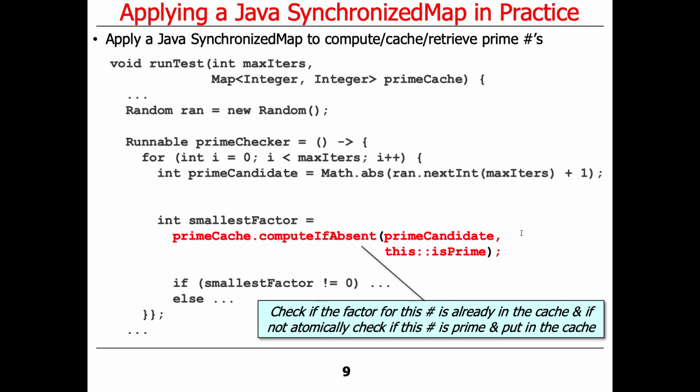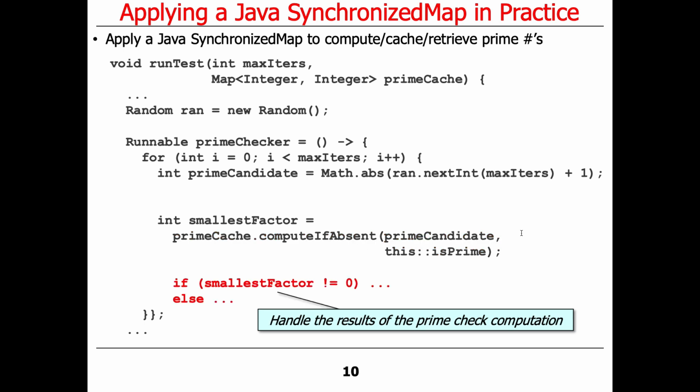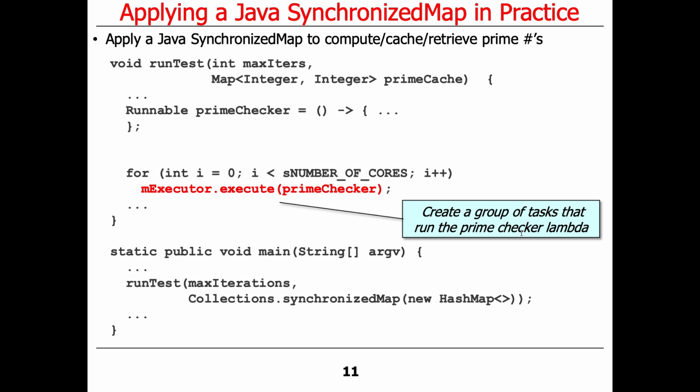And then we call the computeIfAbsent method on this map, which will check whether or not that number is in fact prime. You can see here we pass in primeCandidate and the isPrime method. It'll go ahead and add that to the cache, and then it prints the results when it's done.